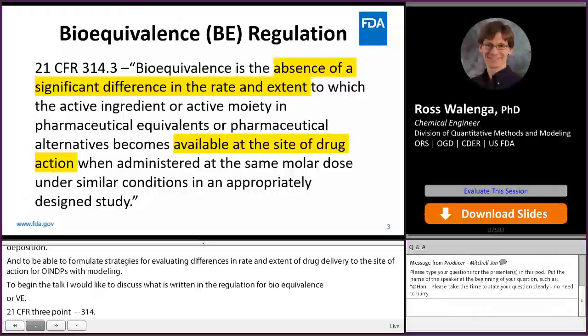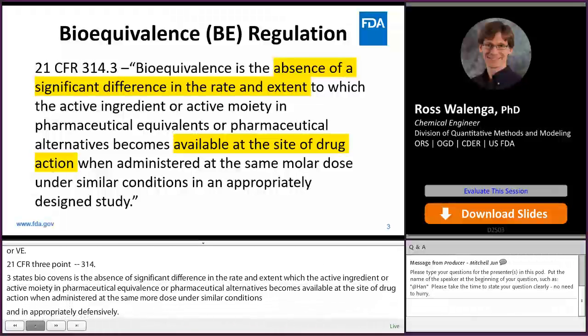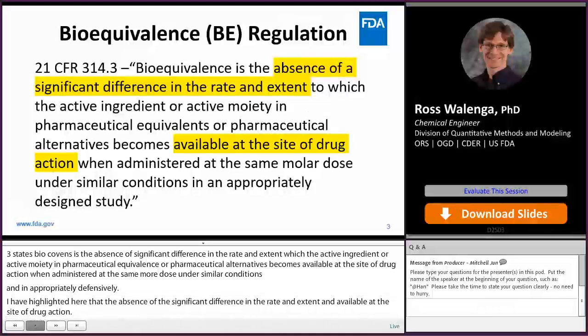So I've highlighted here the absence of a significant difference in the rate and extent and available at the site of drug action. So this morning, I'll be speaking about the site of drug action, how that's important, and how we can show that there is an absence of a significant difference in the rate and extent for locally acting OINDPs.